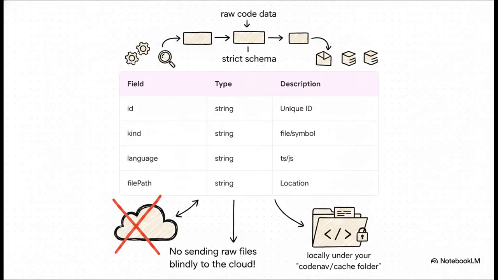To make this work, CodeNav normalizes all that raw code data into a really strict schema called the CodeNav memory record. Every single piece of information gets a deterministic ID and a specific kind, like a file, a symbol, a relationship, or a summary. It rigidly keeps track of file paths and exact line numbers. Because it forces the data into the structured format, it can safely cache everything locally, right inside your .codenav cache folder. Absolutely no sending raw files blindly to the cloud.